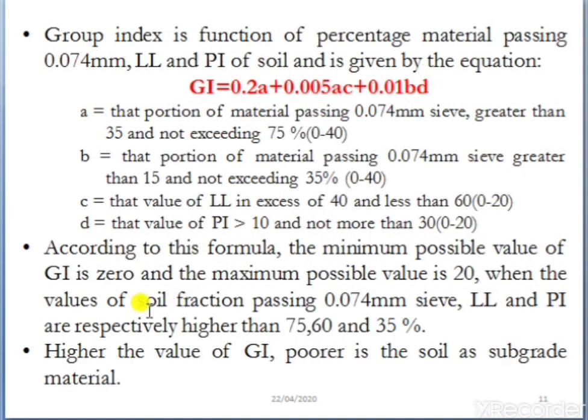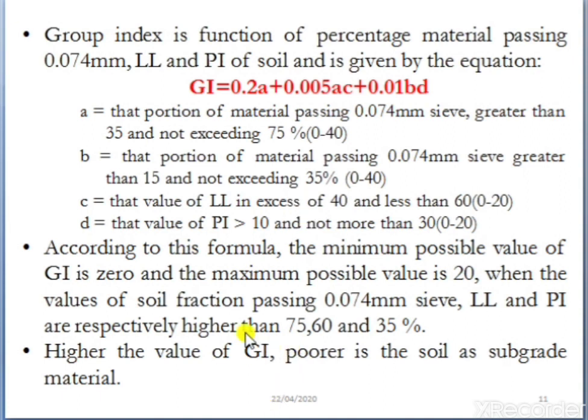According to this formula, the minimum possible value of group index is 0 and the maximum possible value is 20. This is when the soil fraction passing through the 0.074 mm sieve, liquid limit and plastic index are respectively higher than 75, 60 and 35%. The higher the value of group index, the poorer the soil is as a subgrade material. The lower the value of group index, the better the soil, and it is suitable for use as a subgrade material.